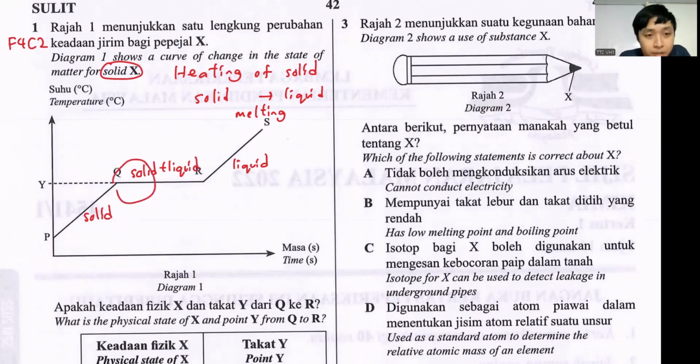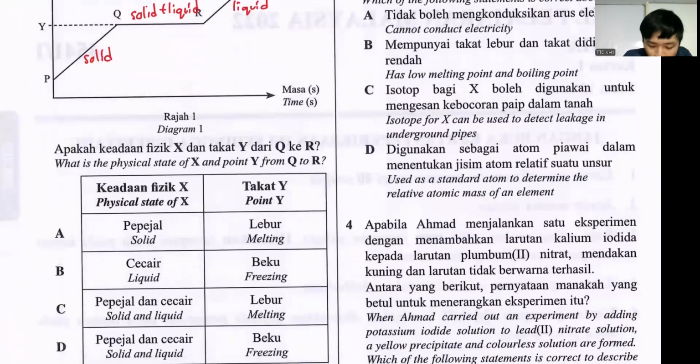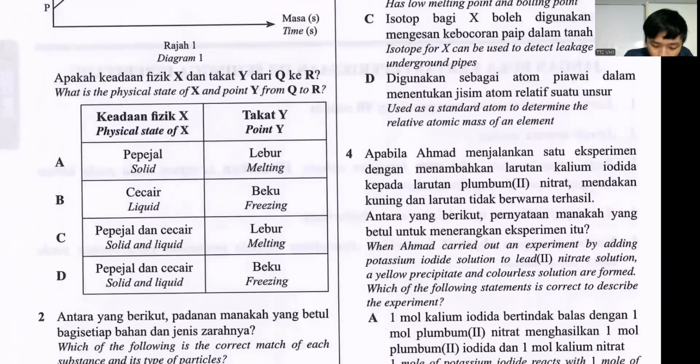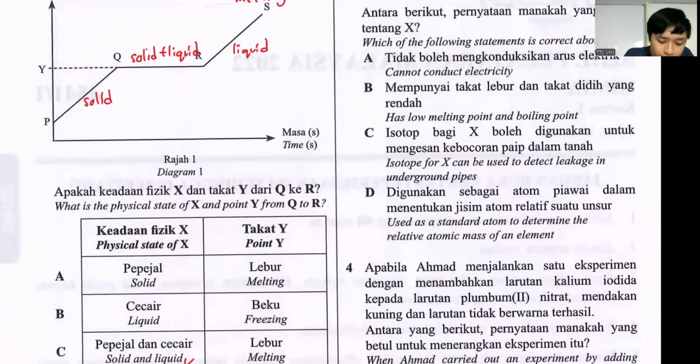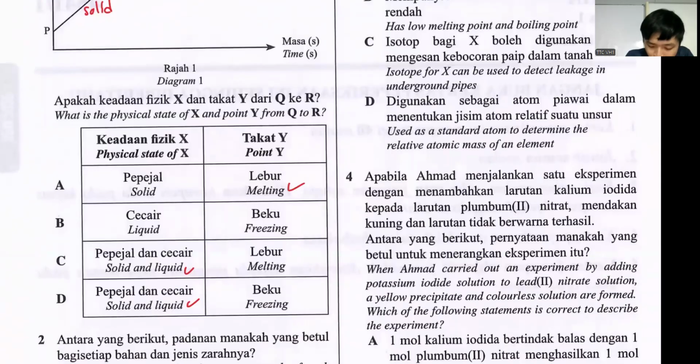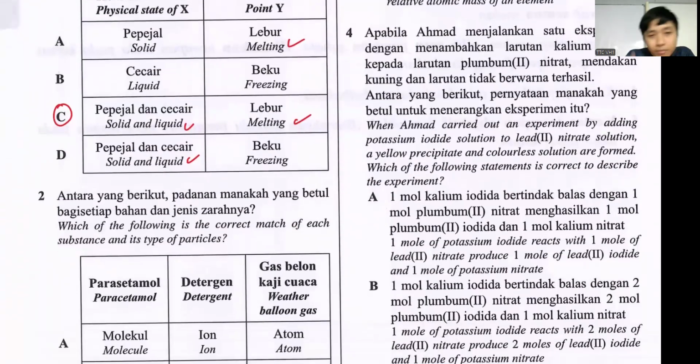Of course, at the beginning we will have more solid, and at the end you have more liquid. So the answer between Q to R is solid and liquid. Point Y is the melting point. So the answer is C.